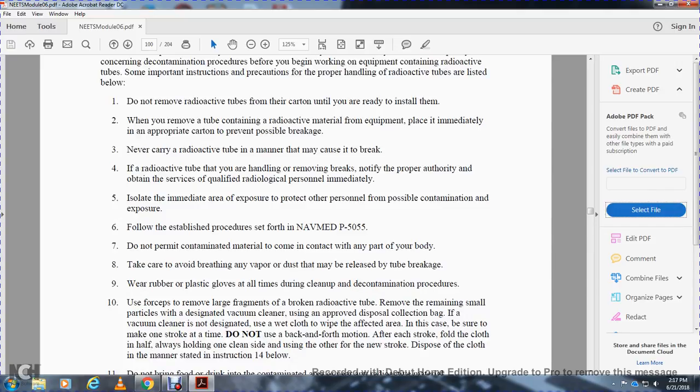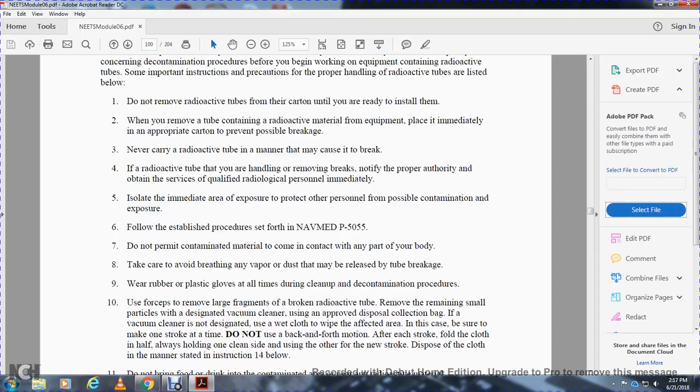Do not remove the radioactive tubes from their carton until they are ready to install them. When removing a tube containing radioactive material from the equipment, place it immediately with appropriate action to prevent possible breakage. Never handle or carry a radioactive tube in a manner that may cause breakage. If breakage occurs, notify the proper authority and obtain the services of qualified radiological personnel immediately.